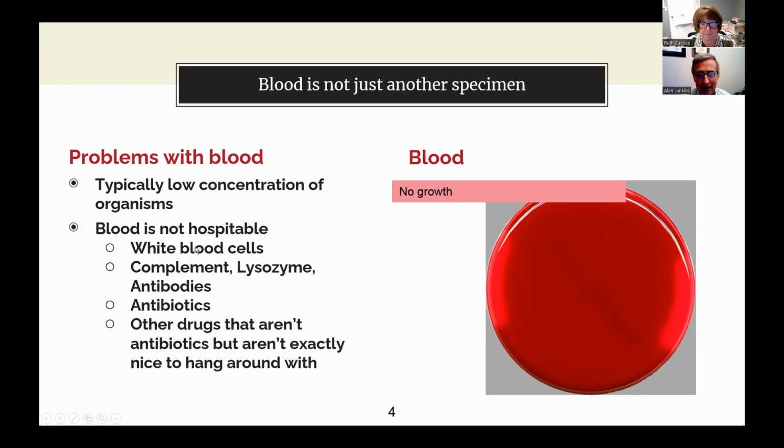And blood is not hospitable. Bacteria don't like it. It's got all these things that naturally come in blood, but also antibiotics. If you've already started treatment, they're going to be on antibiotics. And there are even other drugs that the pharmacists will give them to treat their diabetes or whatever. They're not exactly nice to hang around with, so bacteria aren't really going to like that.